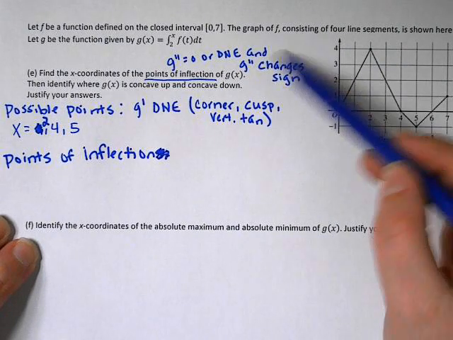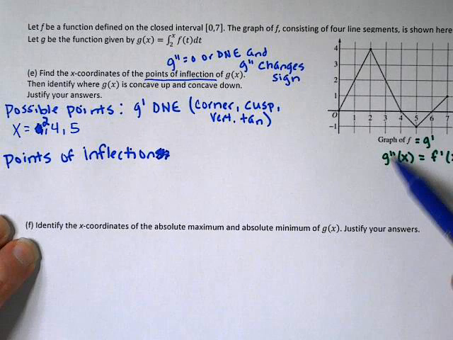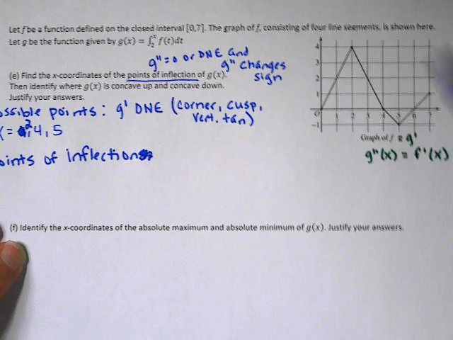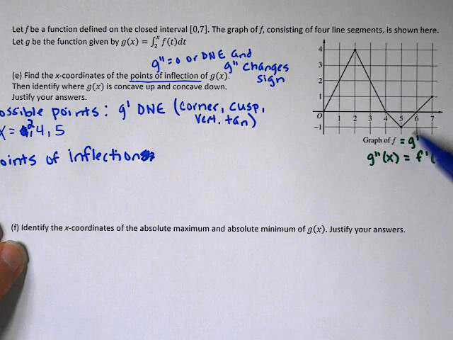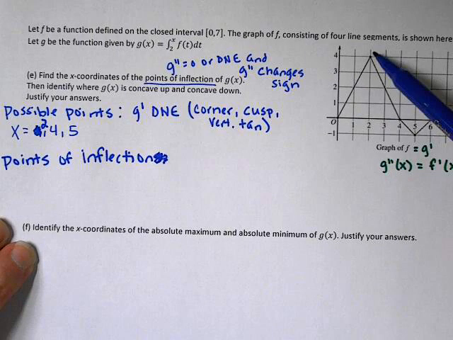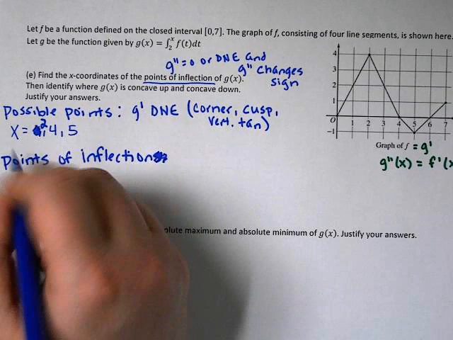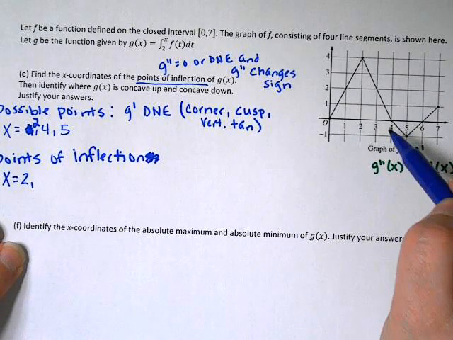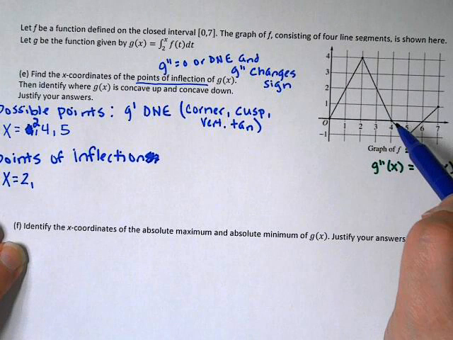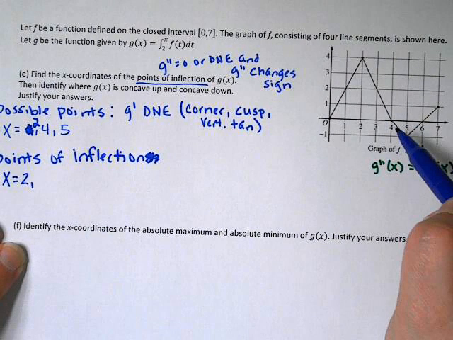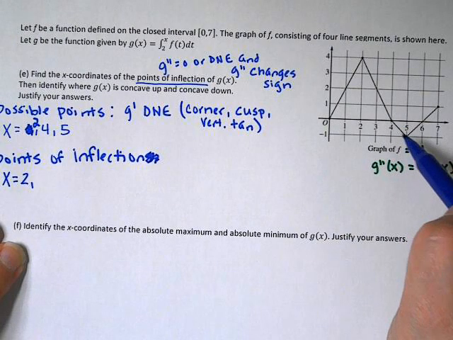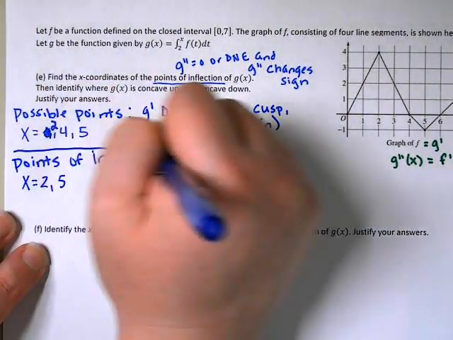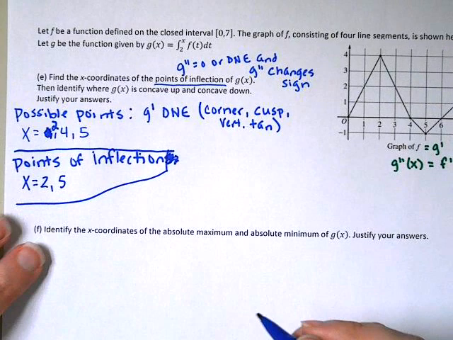We need the second derivative to change sign. And we know that the second derivative is really the same as f prime of x. So we're looking at where the slope of f changes. We can see that at 2, f prime changes from positive to negative, so x equals 2 is definitely a point of inflection. At x equals 4, the slope of f is negative and then negative again, so that one does not change sign. And at 5, the slope is negative and changes to positive, so that one is a point of inflection. Okay, so there we go.